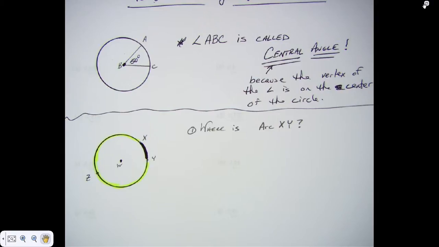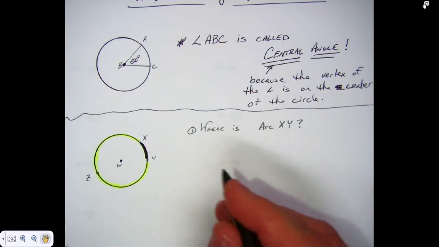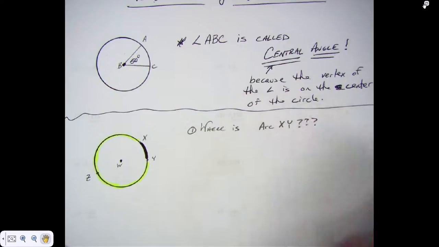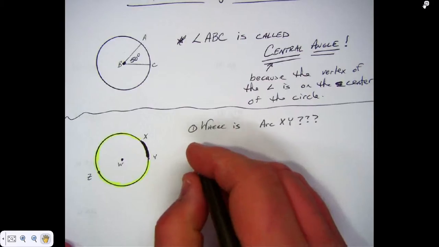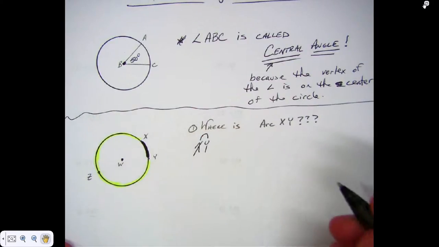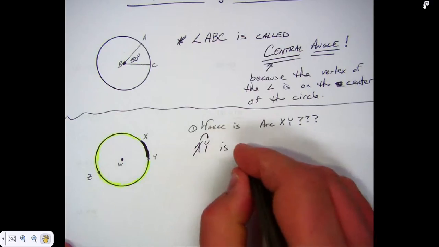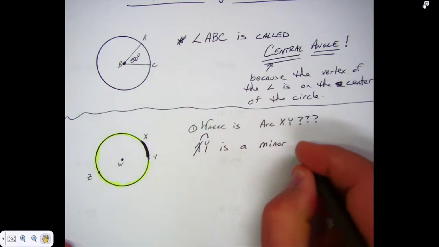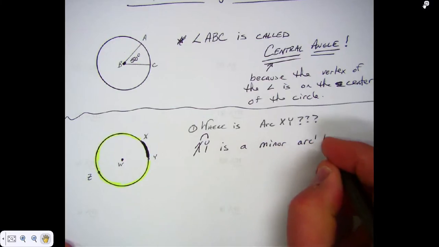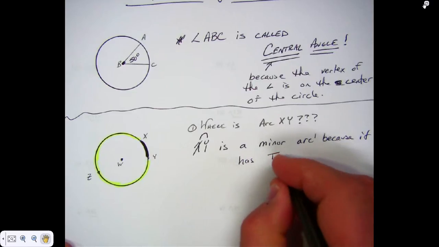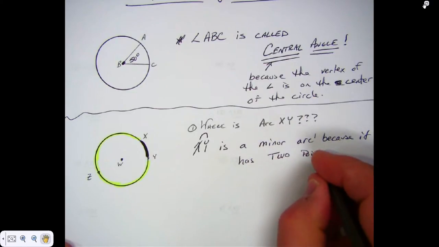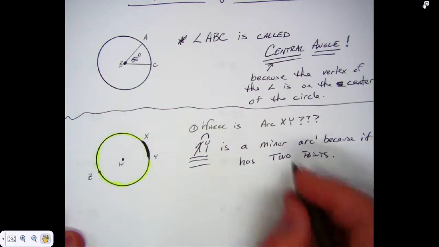Now, so obviously I'm going to need a way to tell the difference. And here's how we do it. And like I said, I'm doing this because we got to know the basics or we're going to be in trouble. First of all, this right here means arc XY is a minor arc because it has 2 points. Minor arc.